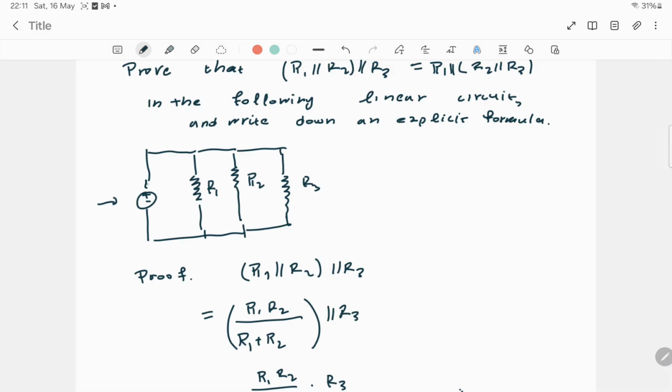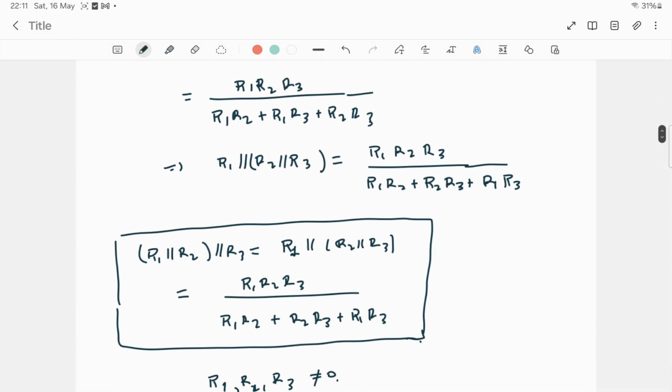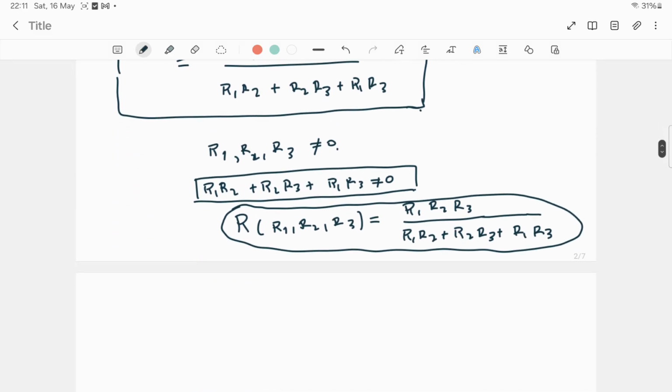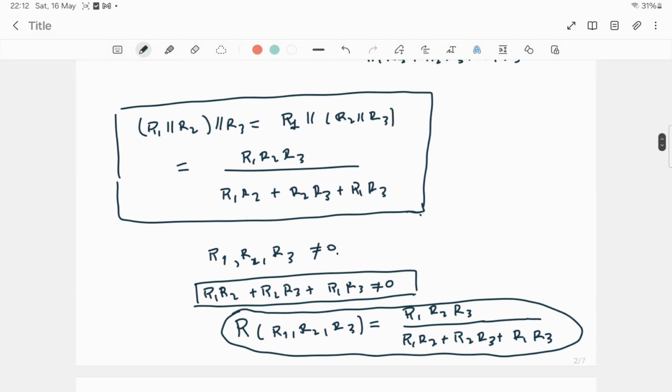This circuit is very popular in the literature. It is a linear circuit. You have a voltage source, and then you can have this R1, R2, R3 in parallel, and then you can have a load. A load can be a bulb or a LED or anything like that. So that's the whole point of this video.